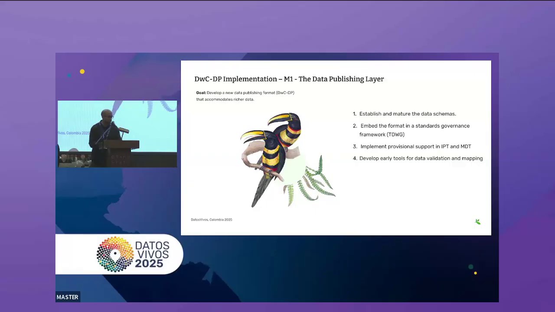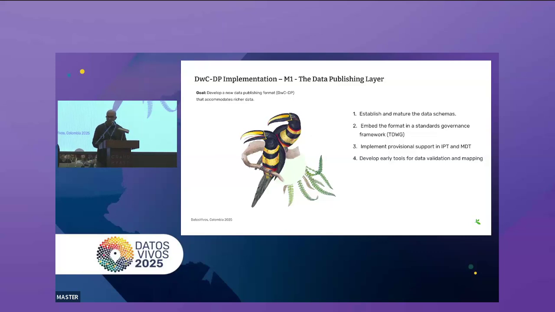For the first milestone, points 1 and 2 are related with the schemas and with its standards. That's the work that has been presented already. The third one is about the provisional implementation and support in both the IPT and the MDT. My colleague Mika is going to do a presentation about the current implementation in the IPT and also the future plans for the IPT for Darwin Core Data Packages.